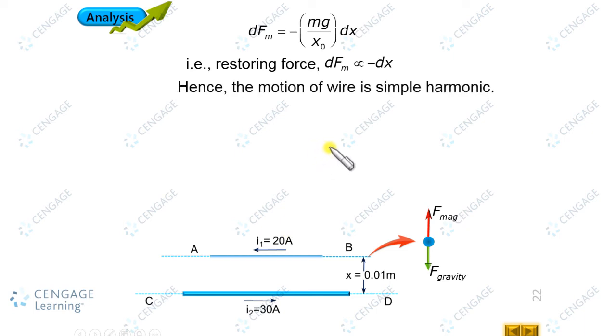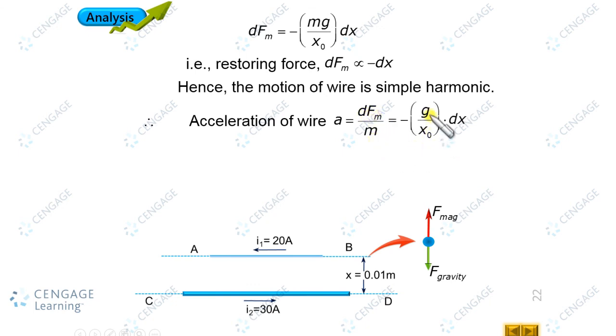If it is performing simple harmonic motion, we can find the time period of oscillation by calculating the acceleration of this wire. For calculating acceleration, let us divide this equation by mass. So the acceleration of the wire can be written as dFm divided by m, which equals minus g divided by x naught multiplied by dx. Now we compare with the equation of SHM, where acceleration is proportional to minus omega square x. So this value should be equal to omega square, and omega equals the square root of g divided by x naught.